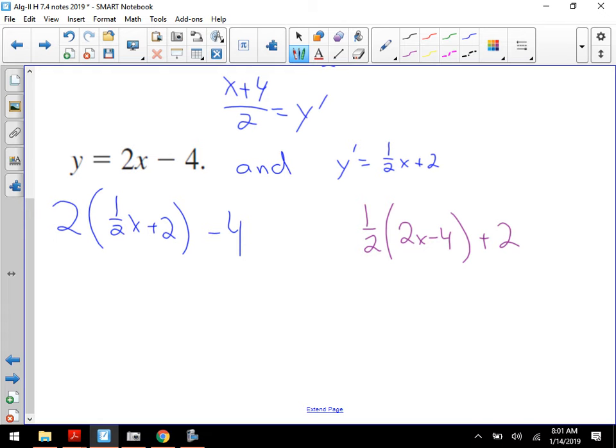If I distribute in that 2, what's 2 times 1/2? 1. 2 times 2 is, so I get x, don't I? Do the same thing on the other side. What's half of 2? 1. Half of -4. And what do you get? X.